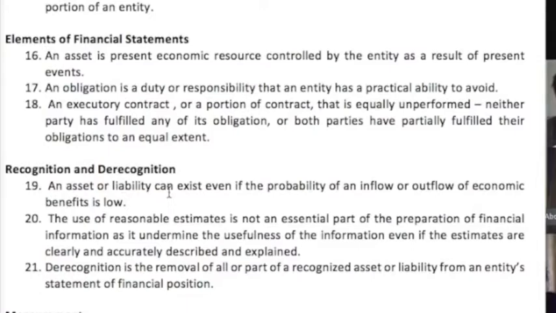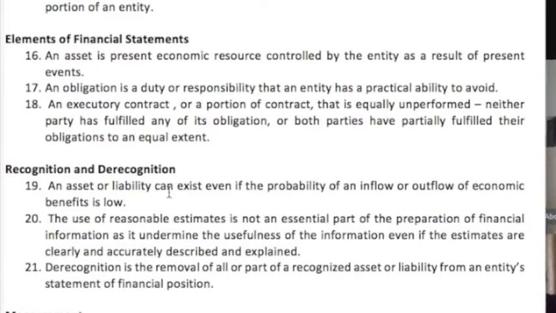Number 16: An asset is a present economic resource controlled by the entity as a result of present event. So our answer is false, since an asset is controlled by the entity as a result of past events. So that's the single word that makes the statement false. An asset arises from a past event. Something must have happened in the past for the asset to arise. So number 16 is false.